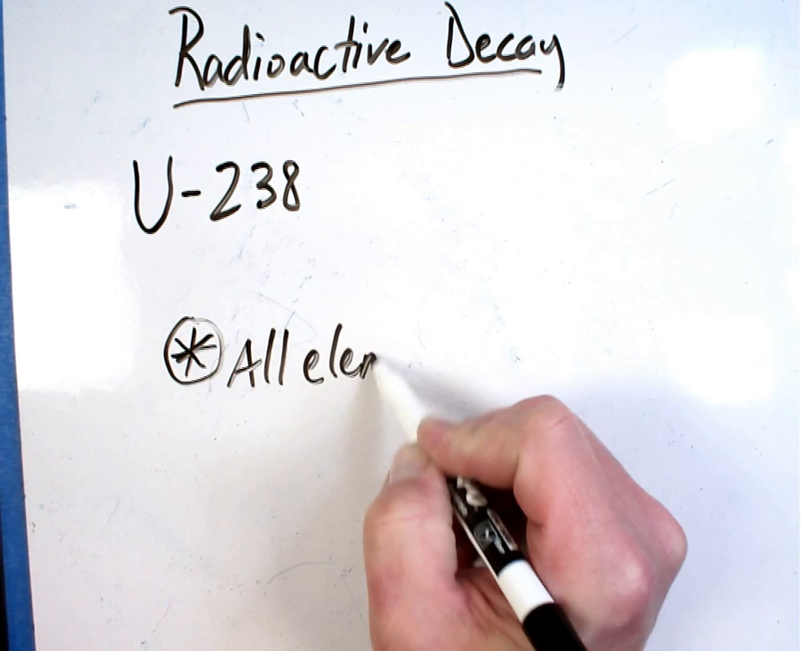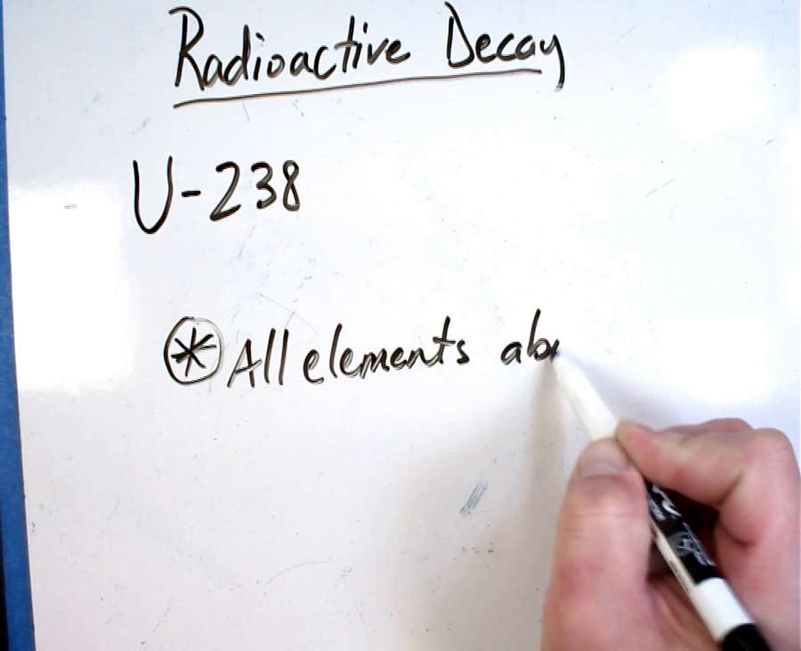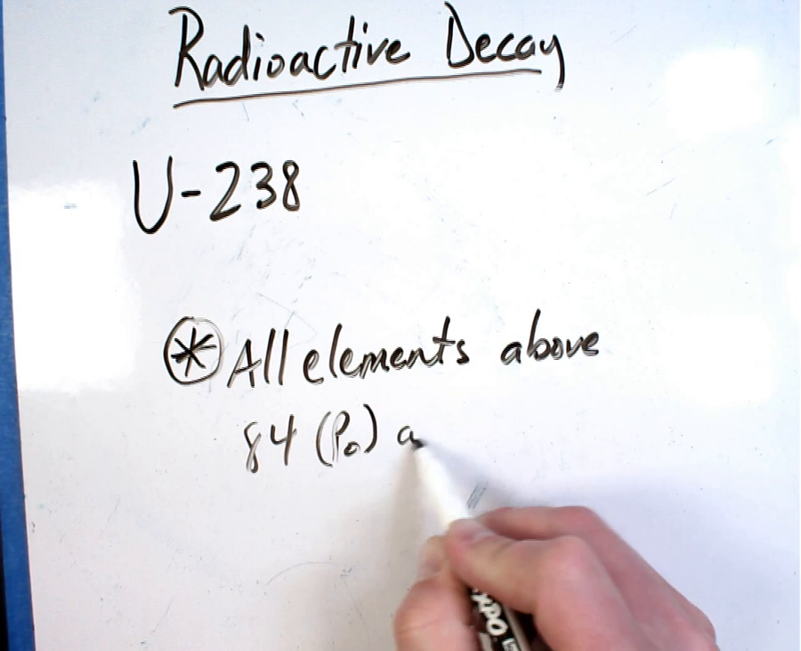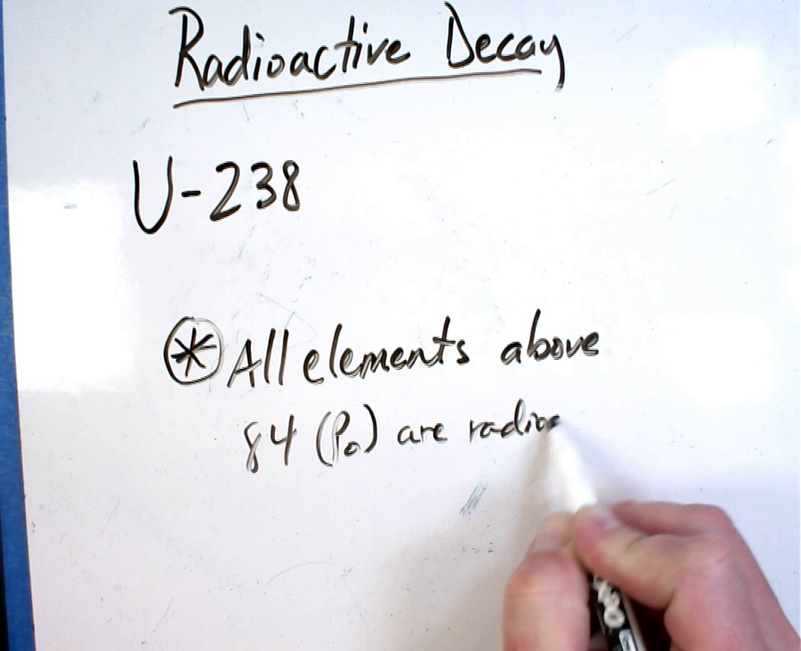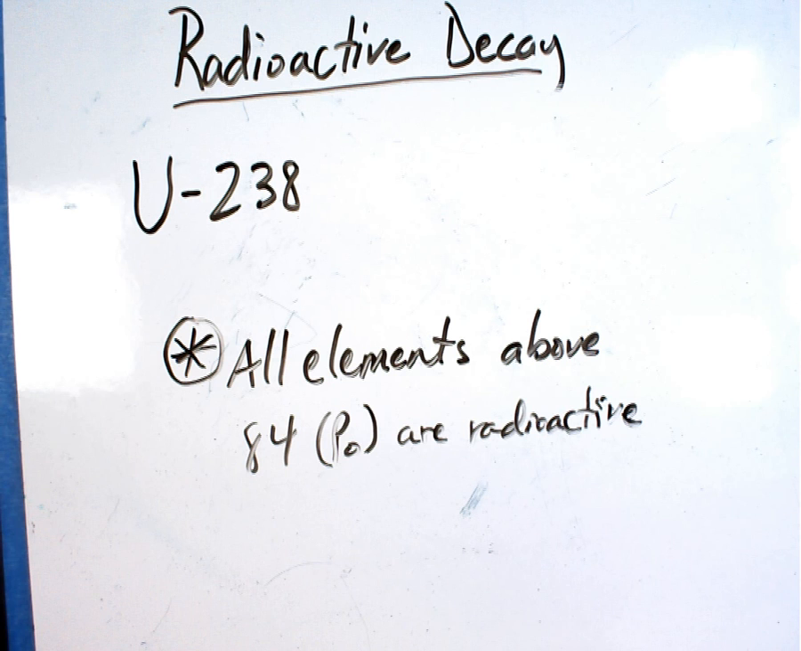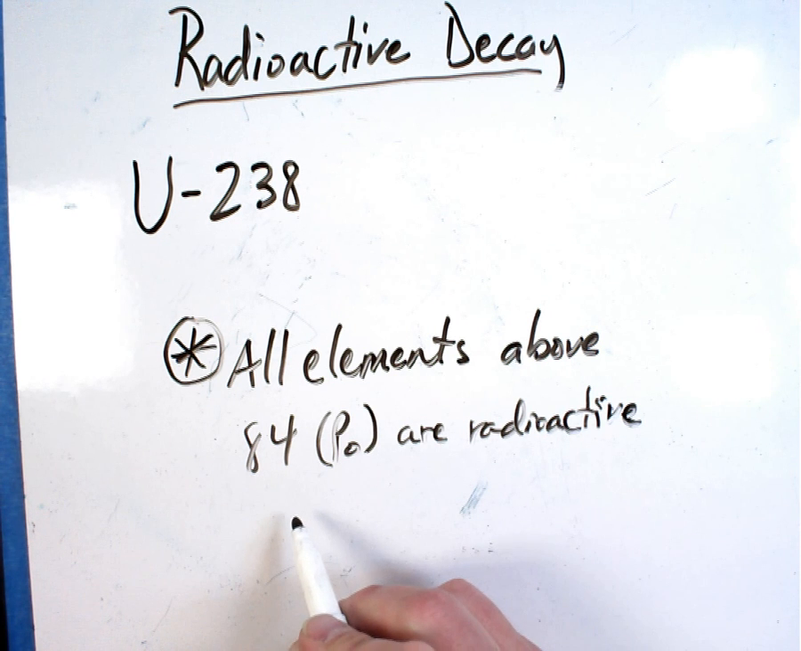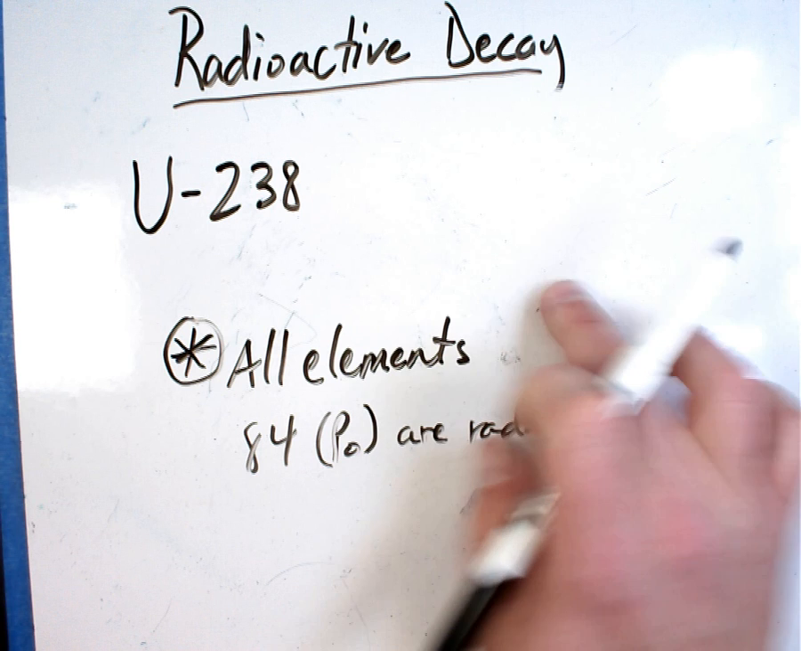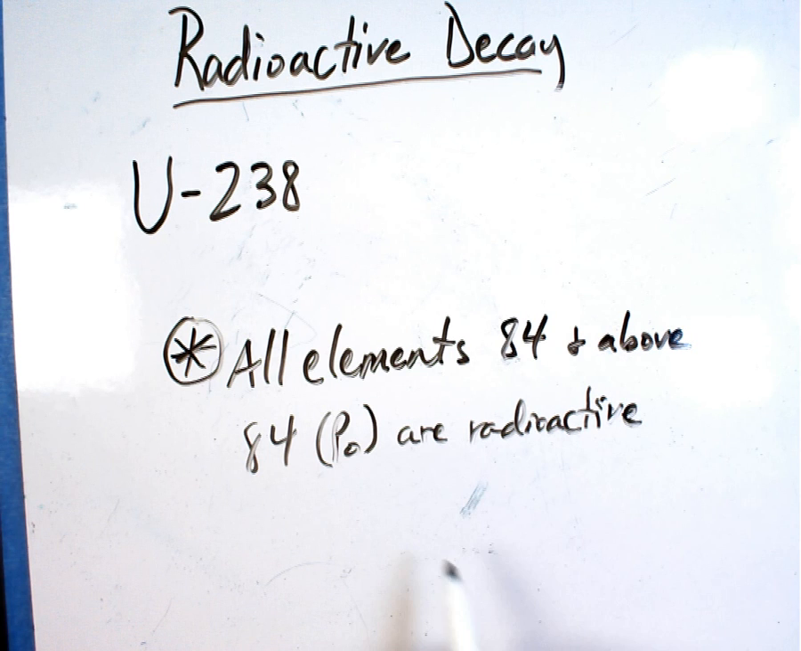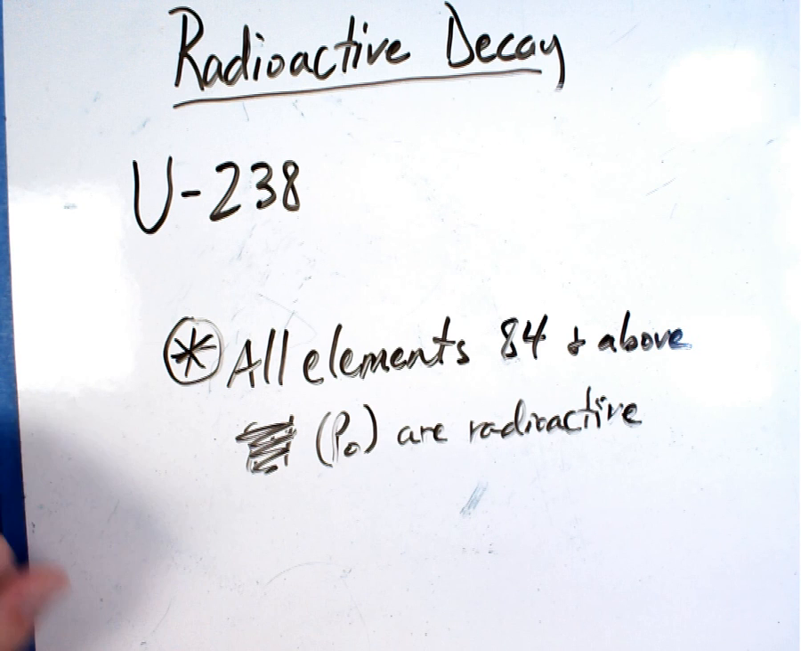All elements above 84, polonium, are radioactive. All elements 84 and above, which is polonium, are radioactive. Okay, let me fix that and say that a little better. All elements, so element 84, which is polonium, and above are all radioactive. All of them. Now, why is that true?